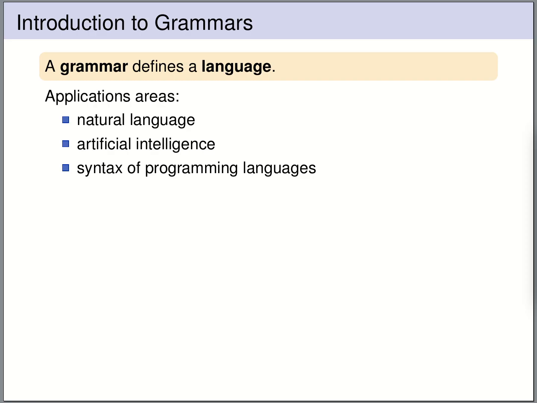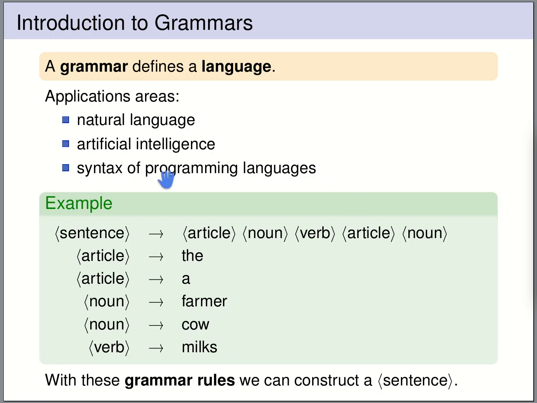Grammars have various application areas. They are used in natural language, artificial intelligence, and to define the syntax of programming languages. And the latter kind of grammars, that's what we are interested in this course. This is an example grammar. A grammar defines rules. It tells us what we are allowed to replace by what.